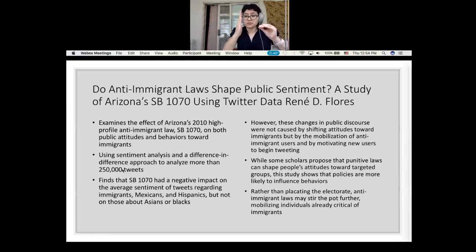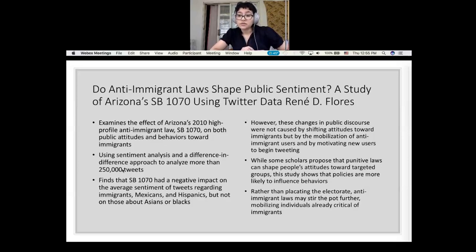It's like a trend, and then there's this policy intervention, and we analyze the difference before and after that intervention occurred in time. And so they found that the bill had a negative impact on the average sentiments of tweets regarding immigrants, Mexicans, and Hispanics, but not on those about Asians or Blacks. So they can look at the different demographics and how they're perceived. Obviously this bill, even though it applies to all immigrants, has connotations towards Latin American immigrants in particular.